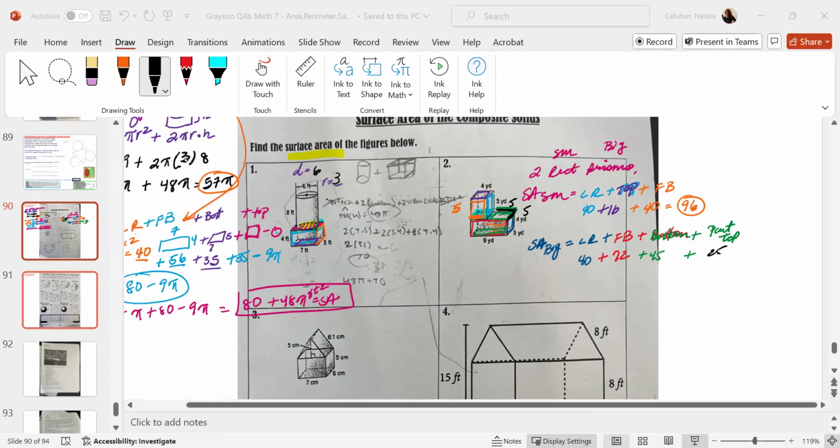65. No. This is everything that's added together. The total surface area is 96 plus 182.